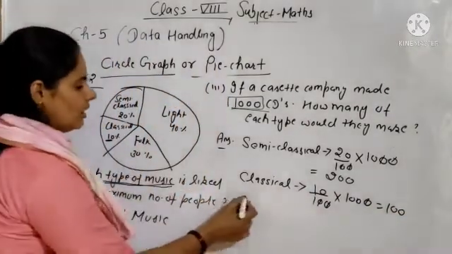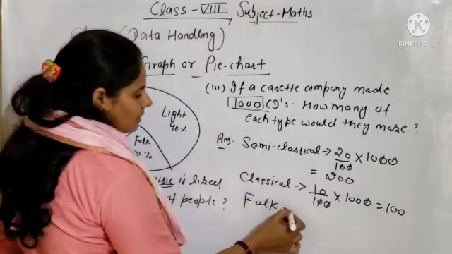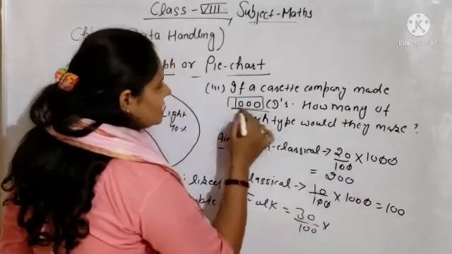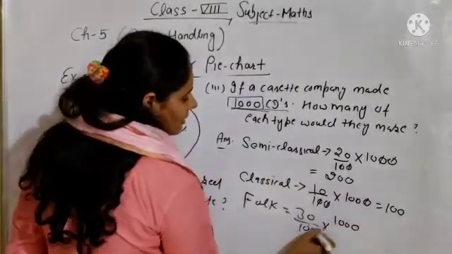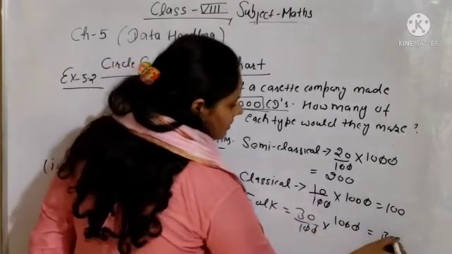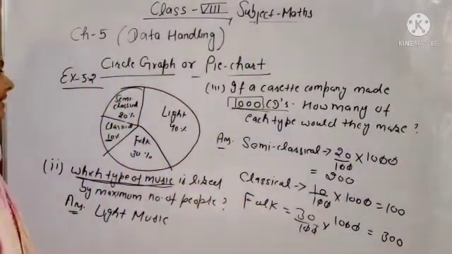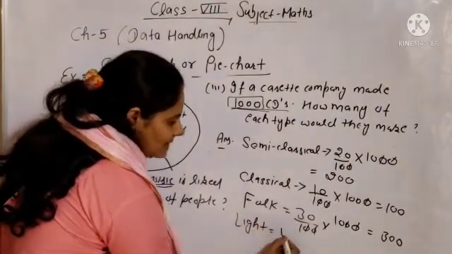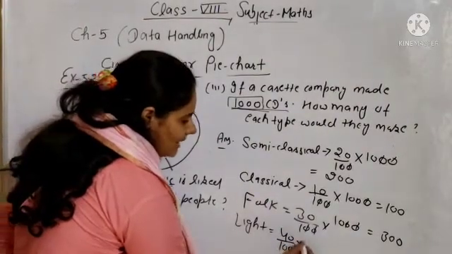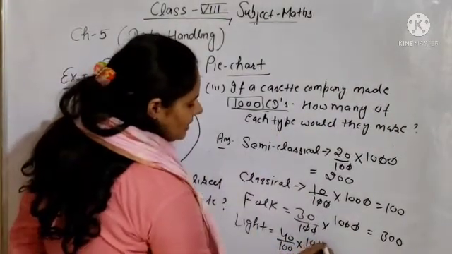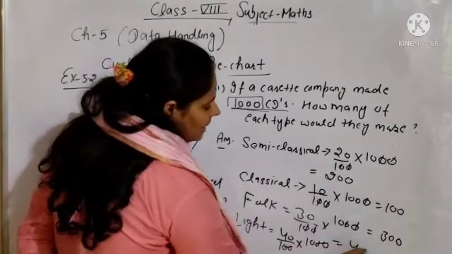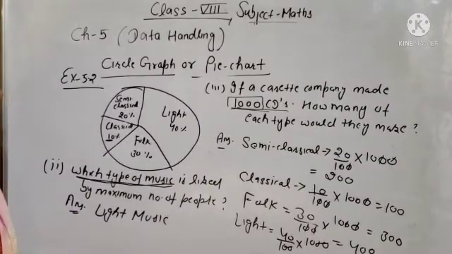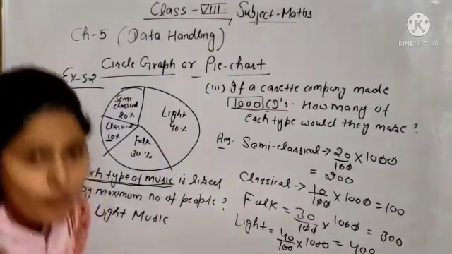Okay. Next folk. So what is the percentage of folk? 30%. So 30 by 100 multiply total CDs. So total are 1000 CDs. You can cancel out. So it will be 300 CDs of folk music. Next light music. What percentage of people like light music? 40%. So 40% means 40 upon 100 multiply total CDs. So 1000. Same, you can cancel out and it will be 400. So the total number of CDs made for light music will be 400 CDs.